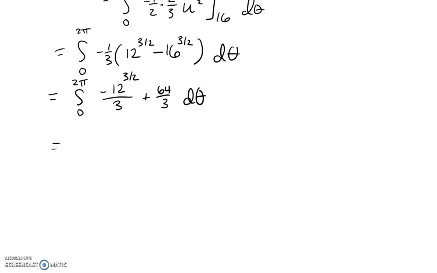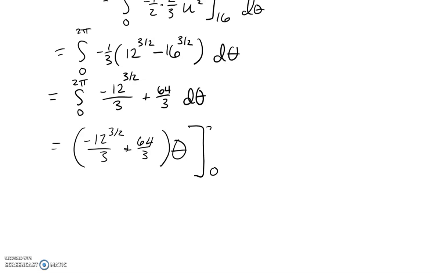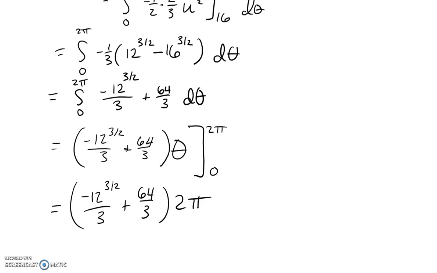So when we take this integral d theta, we're going to have negative 12 to the 3/2 over 3 plus 64 over 3 all times theta. You could have had each of them times theta, but it's the same. And then that's going to be evaluated where theta goes from 0 to 2 pi. So we plug in 2 pi, we'll have that negative 12 to the 3/2 over 3 plus 64 over 3 all times 2 pi. And plugging in 0 doesn't give anything new.